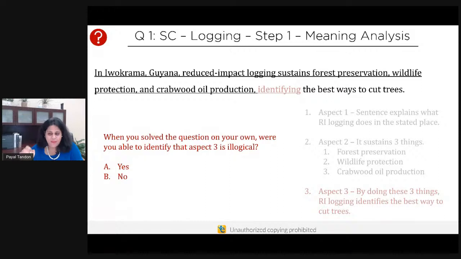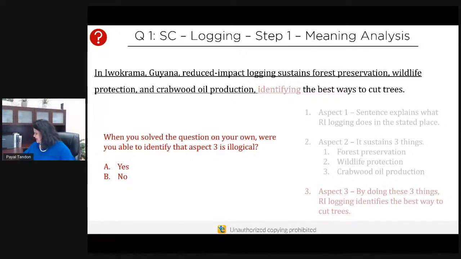Absolutely correct. Now, before that, let's talk about when you solved the question on your own, were you able to identify that aspect 3 is illogical? So type yes if you were able to identify that aspect 3 was illogical, and type no if you were not able to. So Satya, you were not able to, okay. Again, I'm not sure what question you're answering no to. Let me just type out the question here.